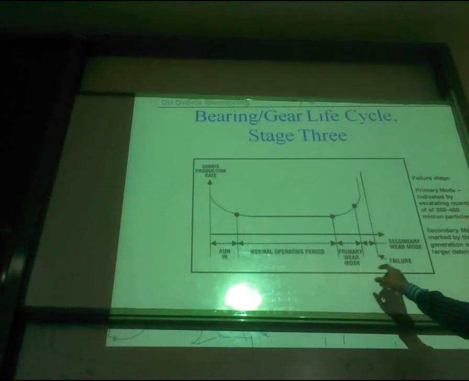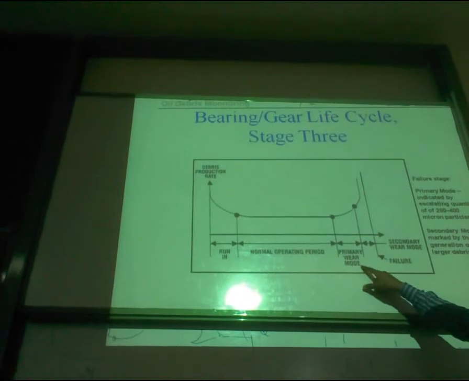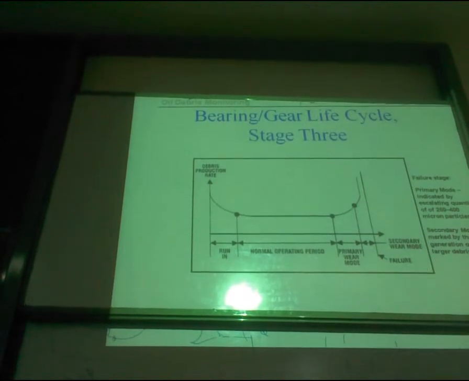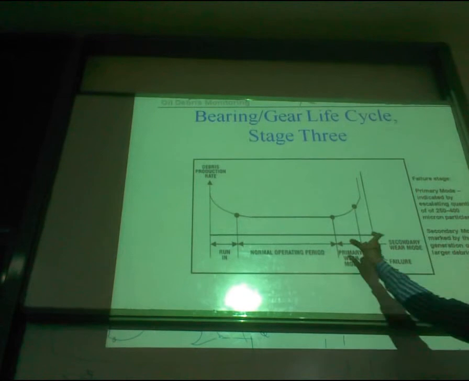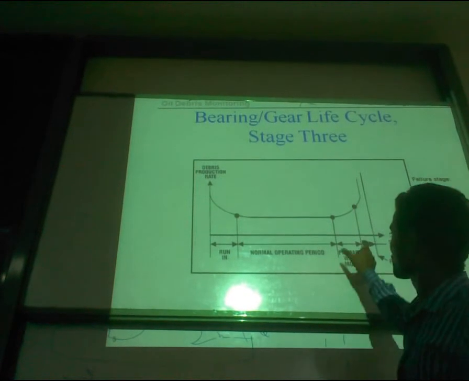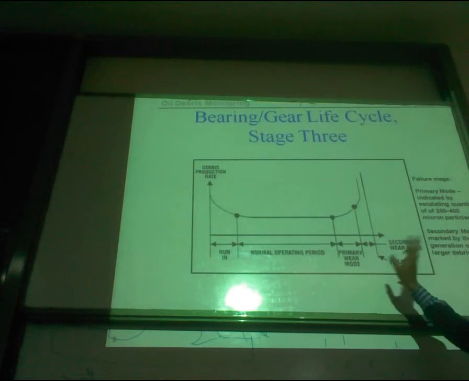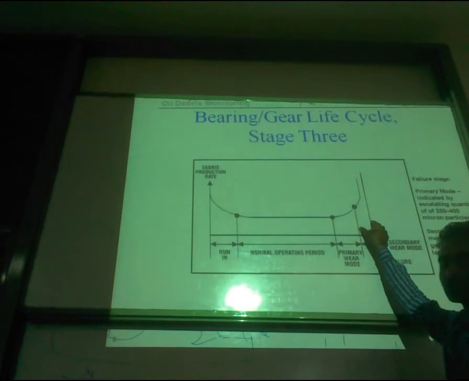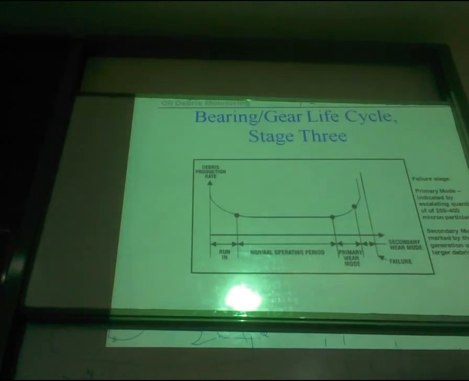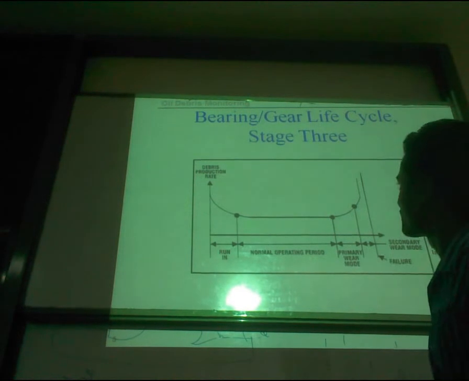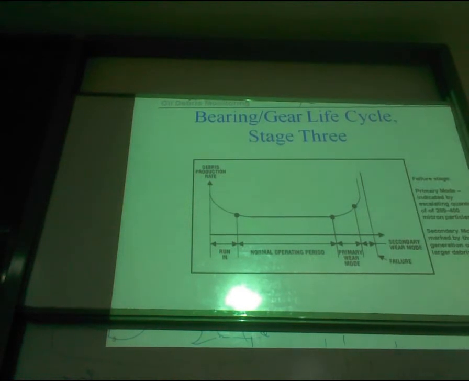In stage 3, this is the primary wear stage and this is the secondary wear. In this stage, the debris count goes on continuously increasing, and when the debris count reaches this particular stage, we assume that the engine component has failed. That is, the gear or the bearing working inside the engine has failed.